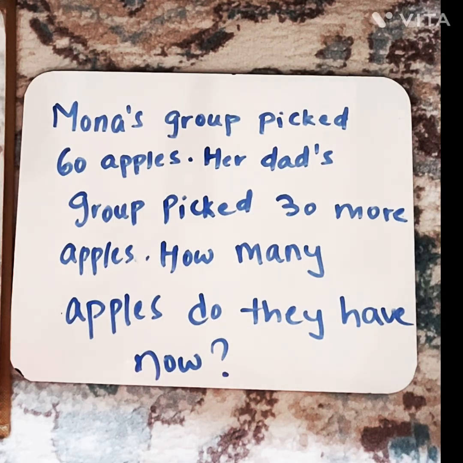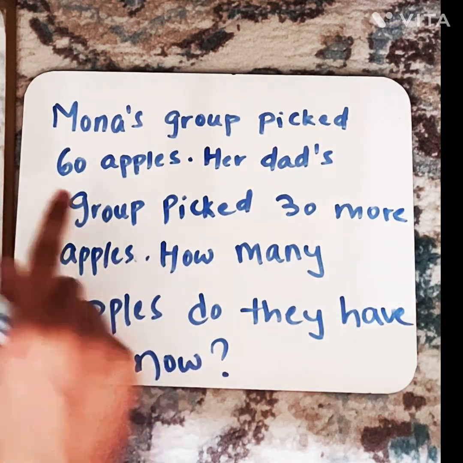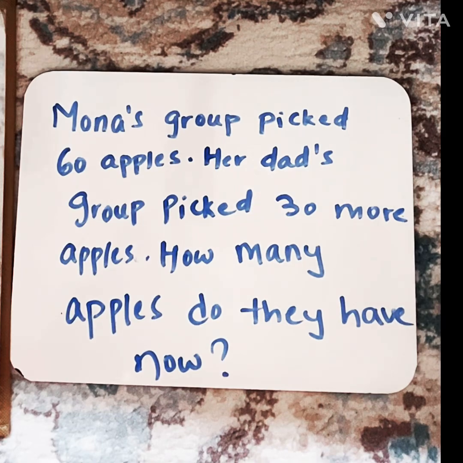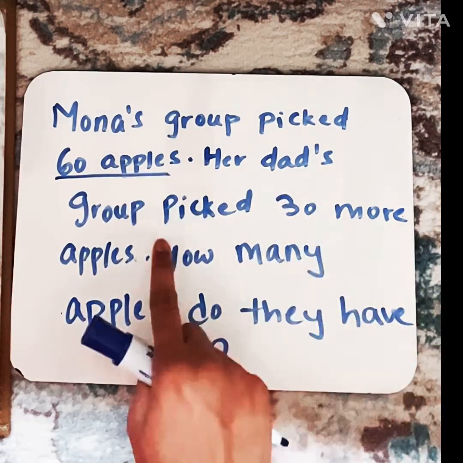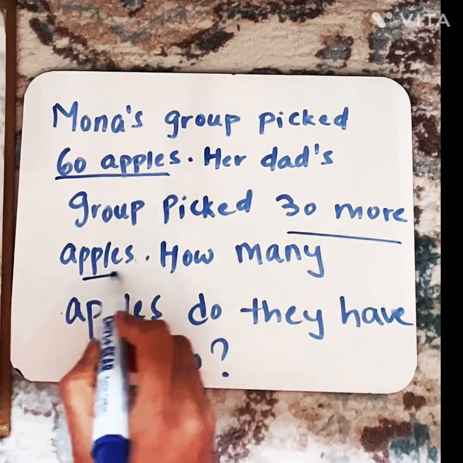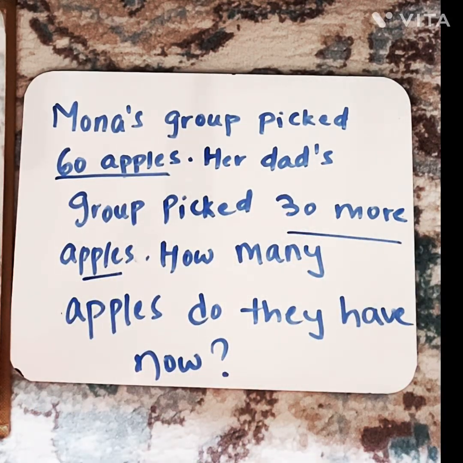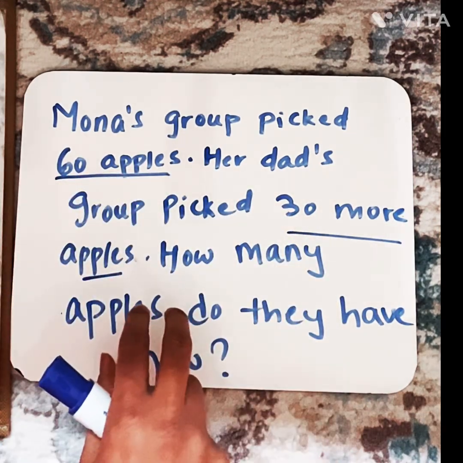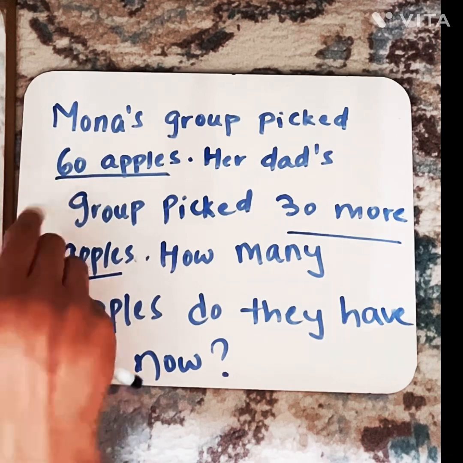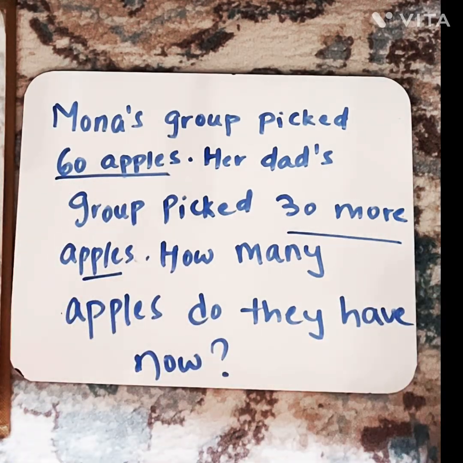Now I'm going to focus on the quantity. I'm going to read with my number and the unit. Mona's group picked 60 apples, her dad's group picked 30 more apples. How many apples do they have now? And so I know now that there are two groups of people. One group picked 60 apples and the other group picked 30 more apples.